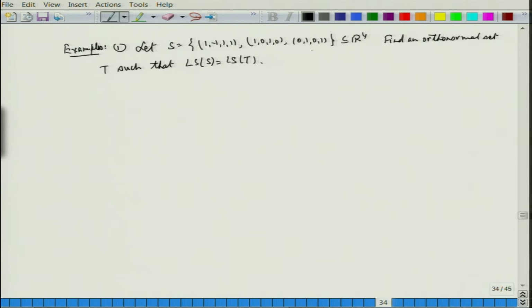This is linearly independent, that you can check. Fine. And then I want something such that the linear span is maintained, but the T set is orthonormal. So there are two ways of doing things. Let's look at the solution of this. One is that you take U1 as 1 minus 1 1 1, U2 as 1 0 1 0, and U3 as 0 1 0 1, and apply Gram-Schmidt.